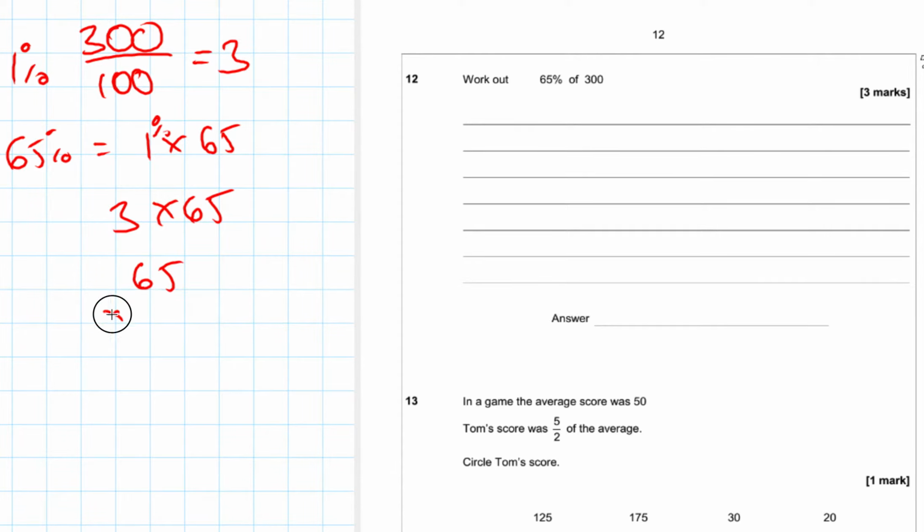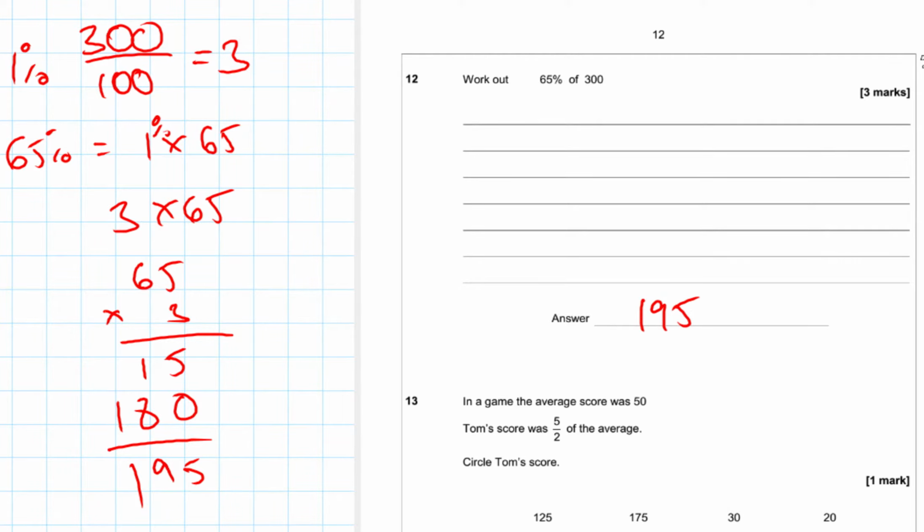And again, don't be afraid to use long multiplication. So 5 times 3 is 15. And then we've got 3 times 6, but it's 60 times 3 actually. So we add the 0, and then we do 3 times 6, so 180. So that's 5, 9, and 1. So your answer is 195.